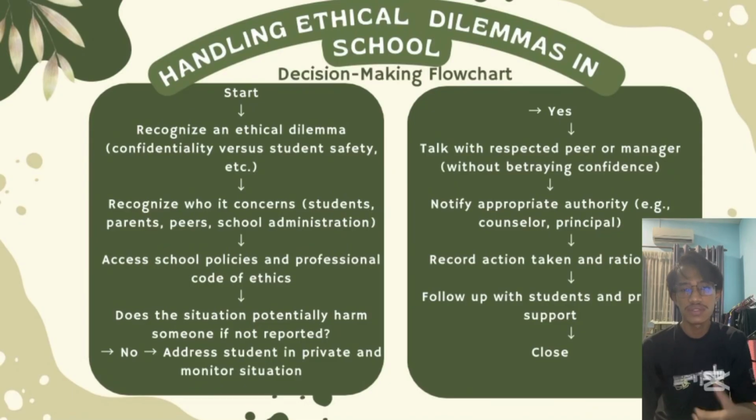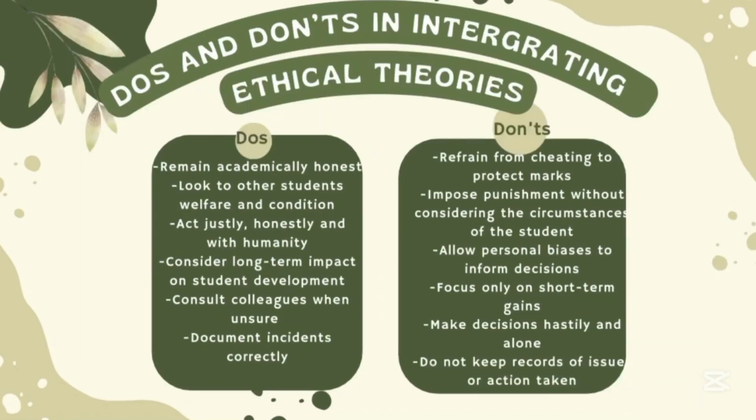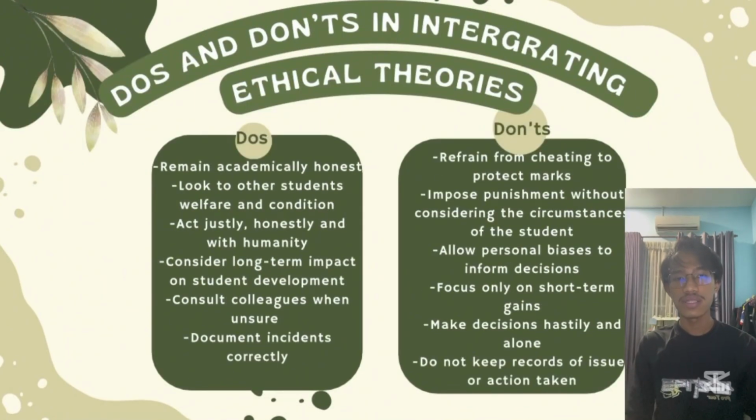If you say no, address the student in private and monitor the situation. If you say yes, talk with respect to the peer or manager without betraying confidence. And then notify the appropriate authority, for example, the counselor and principal. Next, record the action taken and the rationale. And finally, follow up with the student and provide support. And then close.